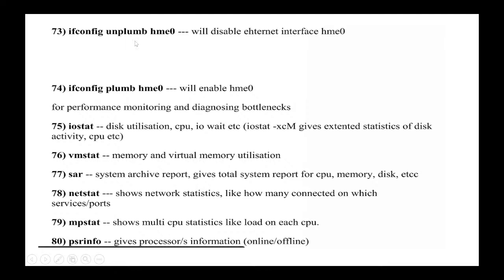And ifconfig hme0 unplumb will disable the Ethernet interface hme0. ifconfig hme0 plumb will enable hme0. Next, for performance monitoring and diagnosing bottlenecks: iostat shows disk utilization, CPU, IO wait, etc. And vmstat shows memory and virtual memory utilization.